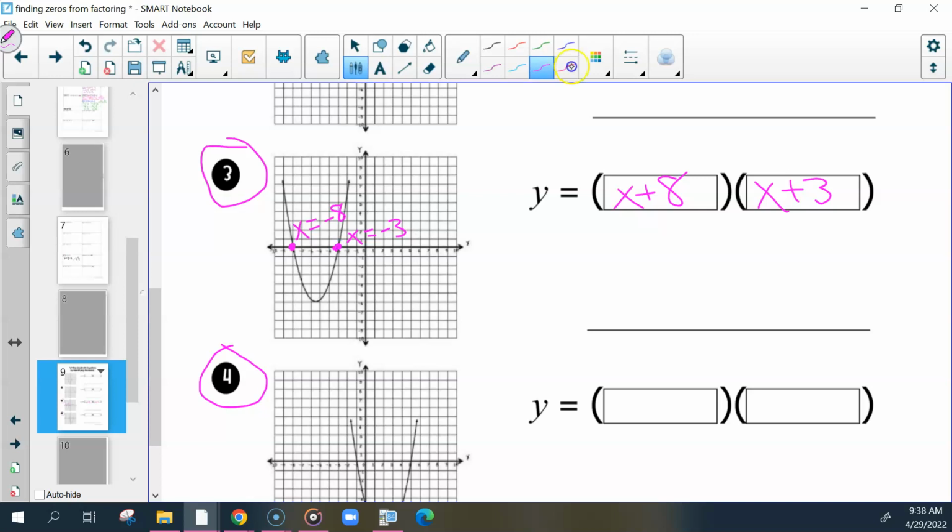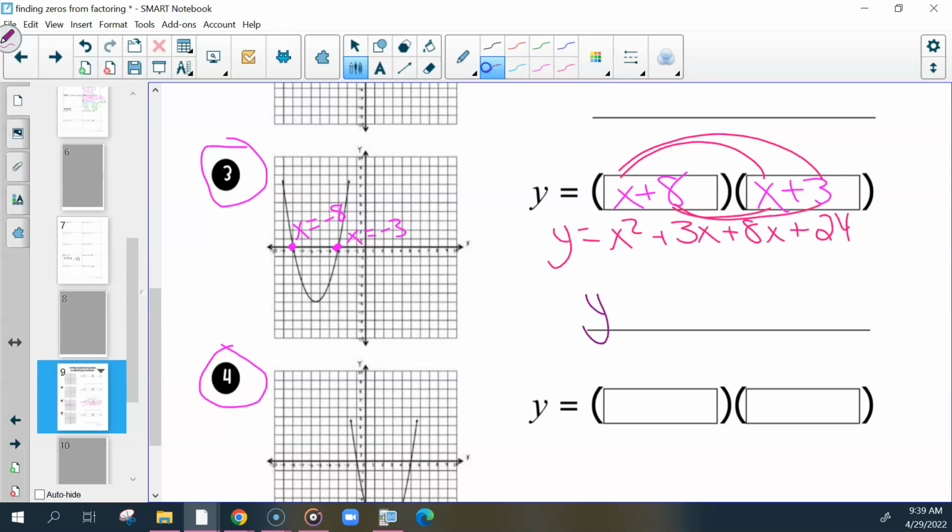We now need to multiply these out and find the equation. X times X gives us what? X times 3 gives us what? 3x. 8 times X, and 8 times 3 is 24. Then combine your like terms: X squared plus 11x plus 24. So that would be the equation of this quadratic.